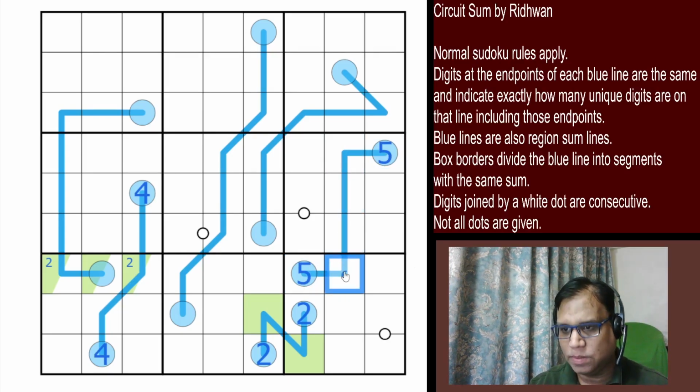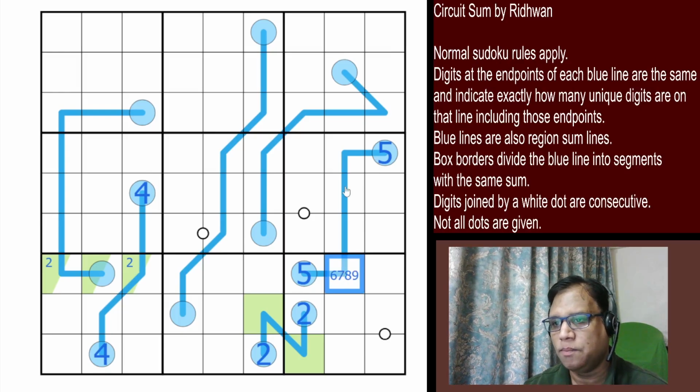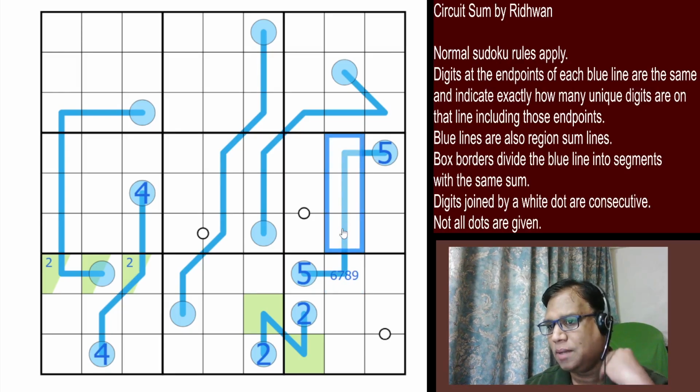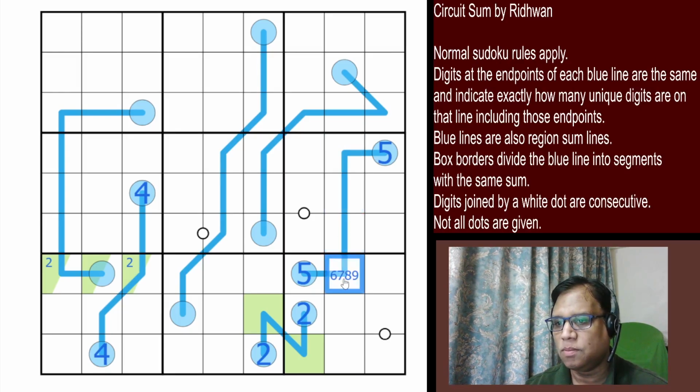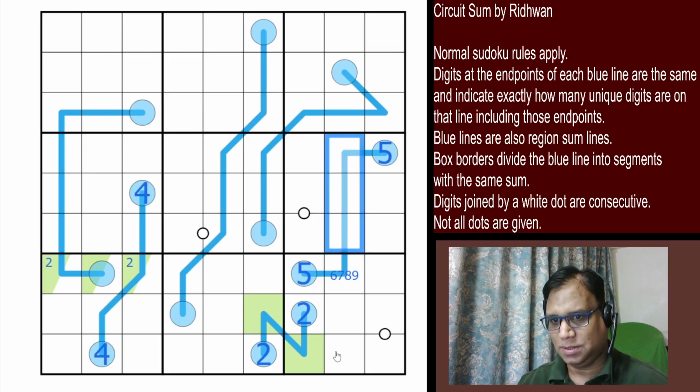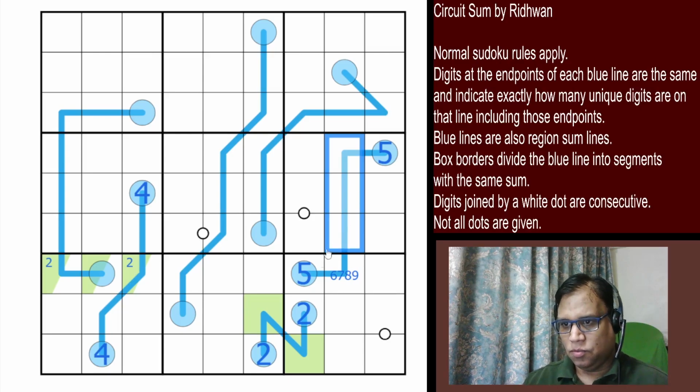So that means this must be 6, 7, 8, 9, right? Because the minimum digits you can put here are 1, 2, 3, which sums to 6. So this must be 6, 7, 8, 9. Minimum here it could be 6. It cannot be 5, it cannot be 4, because then you do not have 3 different digits which can sum to 4. You can have 1, 1, 2, but that's not allowed here, because these 3 must be 3 different digits. That's clear. So we got 5, we got 2, we got 4. What about this line now?